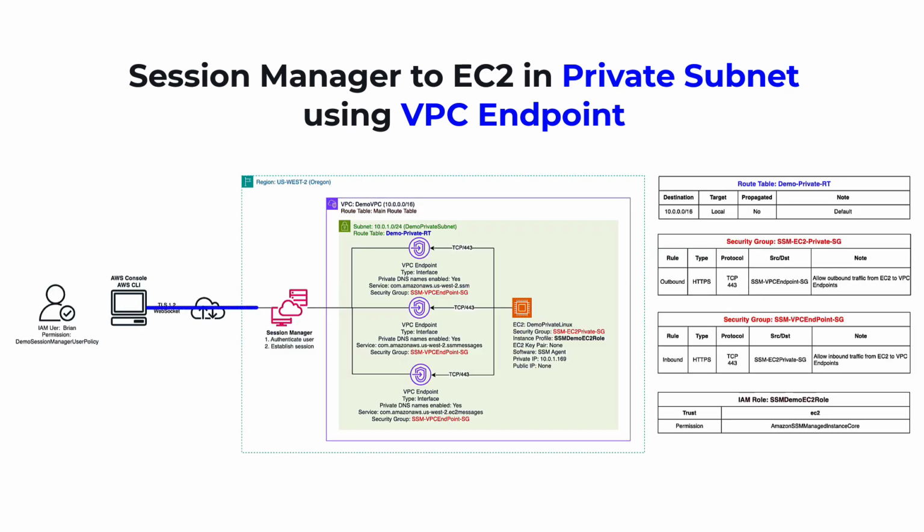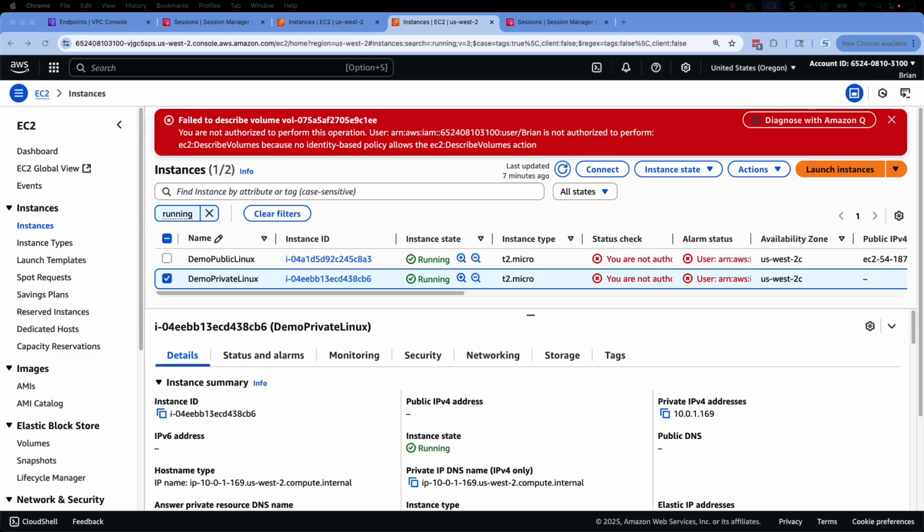Now it's time to test our session manager with VPC endpoint in a private subnet. We have all the components launched. So here I am on the AWS console, logged in as Brian IAM User. I'm on the EC2 instance page and I have Demo Private Linux selected. I'll click on Connect. And now I'm connected.